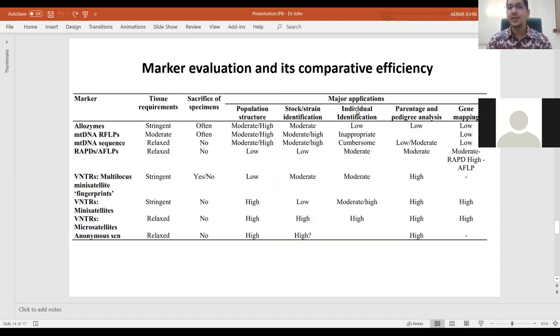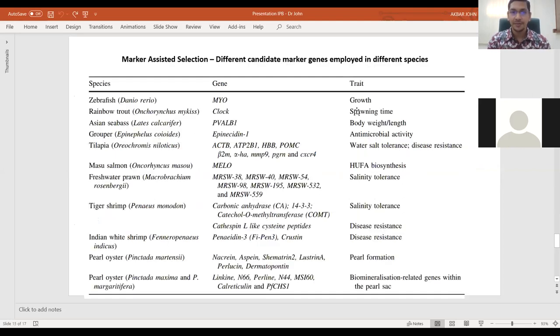And this marker evaluation and comparative efficiency, when it comes to efficiency, of course, it is related to the money and so on. So this table will help you identify exactly the merits and demerits of different molecular markers. If you go with the AFLP, for example, it incurs a lot of cost. But when you go with microsatellite markers, it's much simpler and easier to use. And these are called marker-assisted selection and so on.